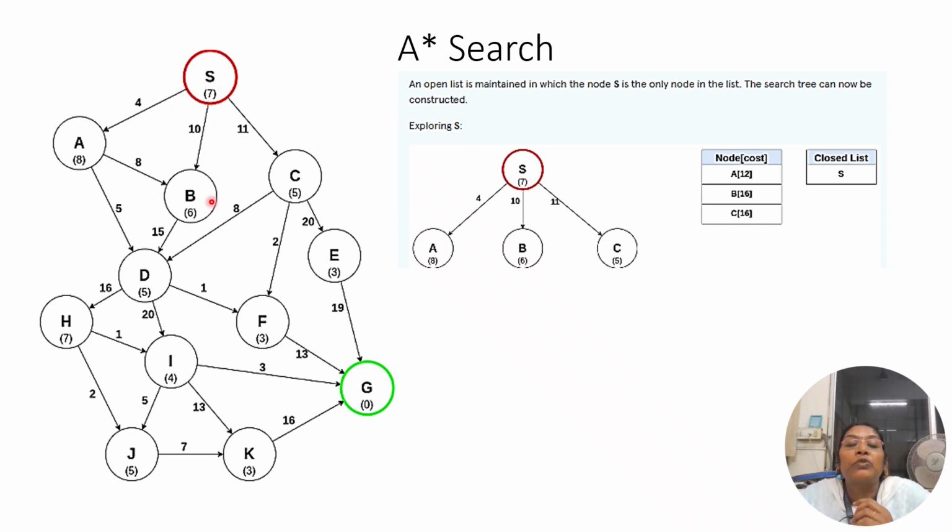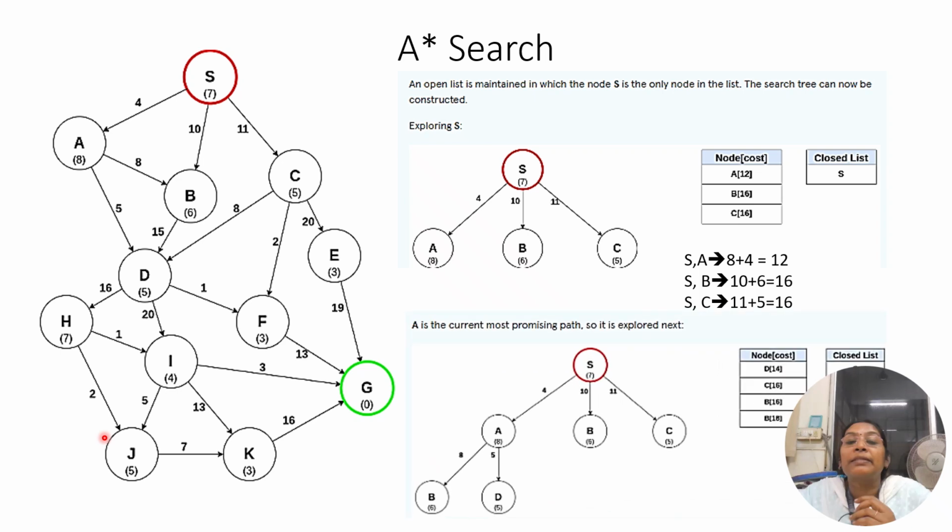So from S to B is 10 plus 6, 16. So f of n is 16. Again from S to C is 11 plus 5, so 16. So out of the A, B, C, the f of n for A is least. So A will go to the closed list. So A goes to the closed list, right? And B and C remain in the open list.